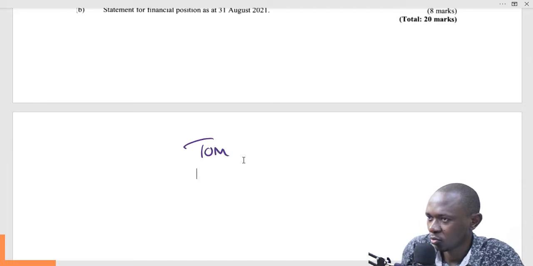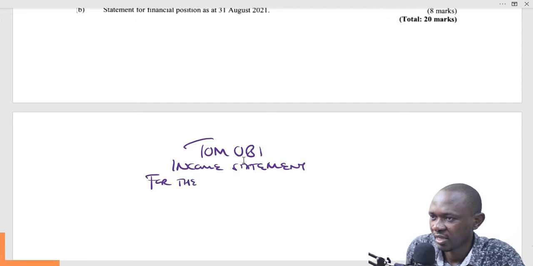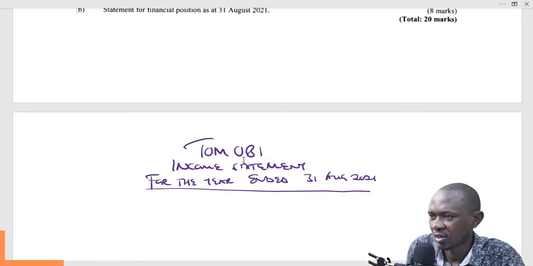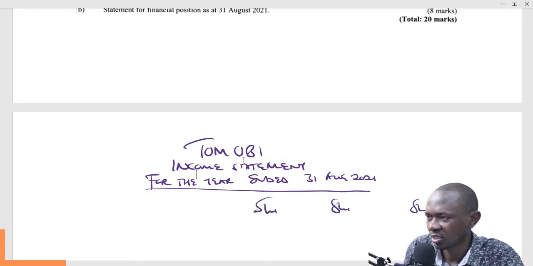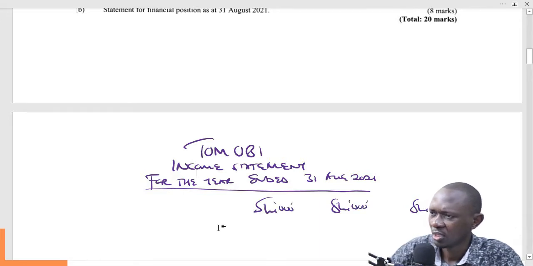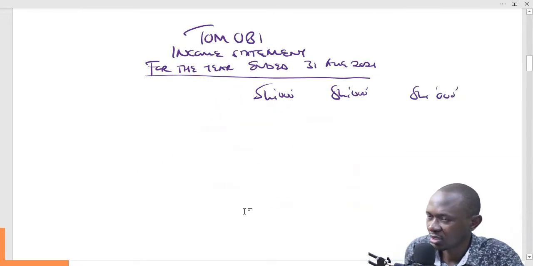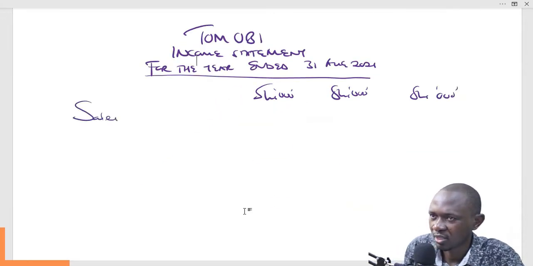So this is Tom Obi, and we are preparing an income statement. Income statement for the year ended 31st August 2021. Underline, then you can have the three columns, and you can also restrict the zeros since the question has already restricted the zeros. So normally what we do, we start with the trading account, and I can see this question has the trading part of it.